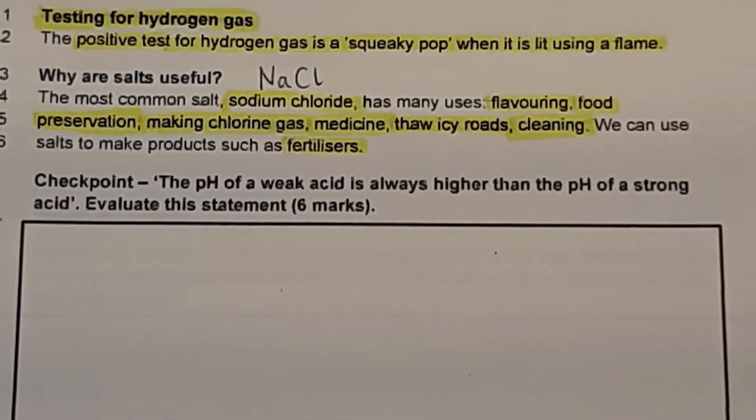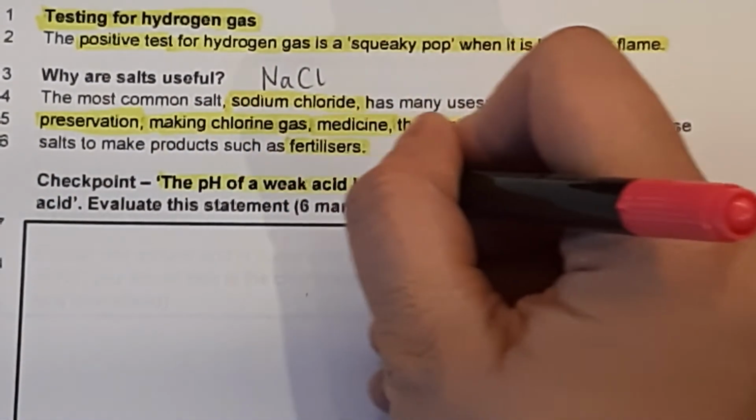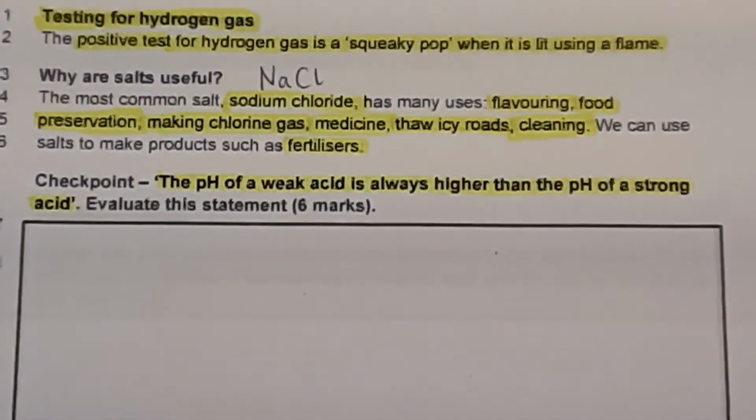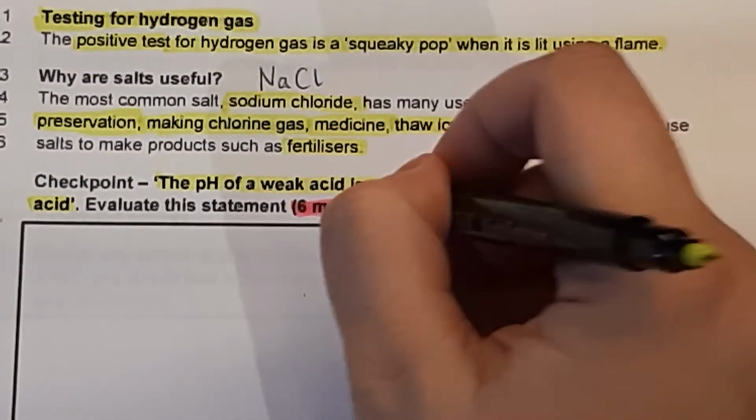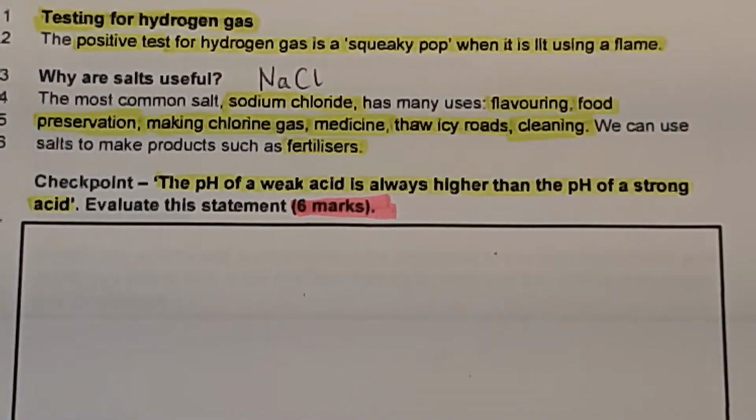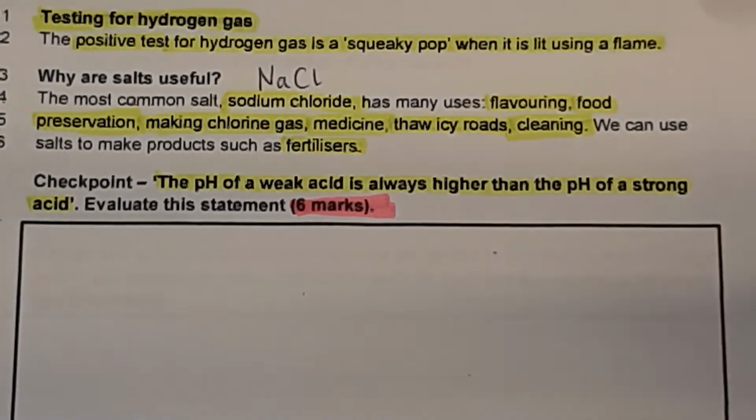Okay, so we're going to move on to the checkpoint question. The pH of a weak acid is always higher than the pH of a strong acid. So this is the statement. The pH of a weak acid is always higher than the pH of a strong acid. Evaluate this statement. So this is a 6-mark question, and that's really important to notice, because if you say yes, this is correct, or no, this is not correct, that's not going to get you 6 marks, okay? So you're going to need to say yes, this is correct, no, this is not correct, and why. And the why needs to be 6 marks worth of why. So that's a lot of things to be saying there. So you say multiple things to explain why this is a correct or incorrect statement, please. So pause the video whilst you have a go at this checkpoint question.